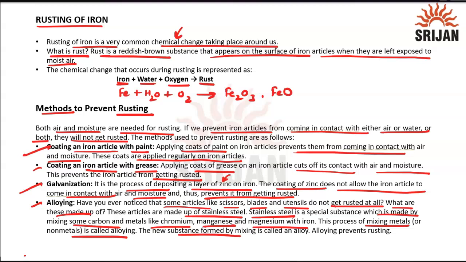The new substance that we are forming is called an alloy, and it will prevent rust, because the metals you are using in it are there because you want to prevent rust. That is why we are using this. So this is how you can understand the process of rusting and also how to prevent rusting. I hope this topic is clear to you. Thank you.